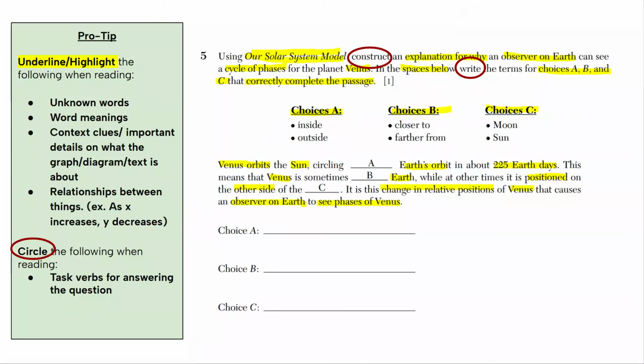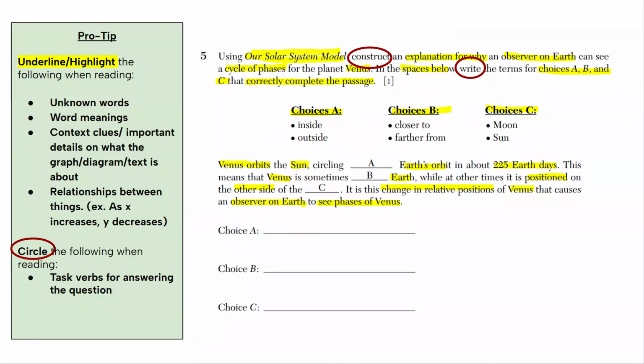Now, Venus orbits the sun, circling Earth's orbit in about 225 days. I'm highlighting Venus orbit, and I'm highlighting Sun, and I'm highlighting Earth's orbit because previously they mentioned this and it seems to be important. And 225 Earth days is something they gave me here as well. Okay, so I know Venus orbits the Sun in 225 days. That gives me some information based on previous knowledge and previous information given to me.